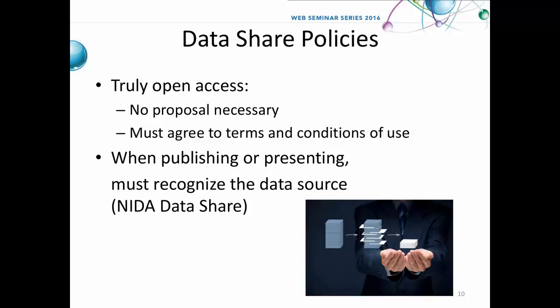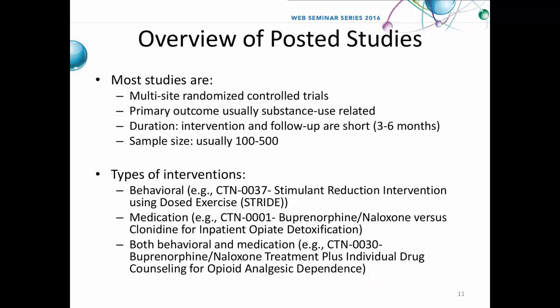Now, the next thing I wanted to do is provide a little overview of some of the posted studies that we have on data share. The website is really organized by protocol or study. These studies are most often multi-site randomized controlled trials where the primary outcome is substance use related. Sometimes you'll have the timeline follow-back, so self-reported substance use, or a UDS, a urine drug screen, but that is most often the case.